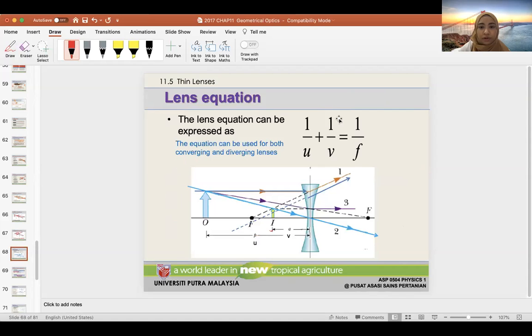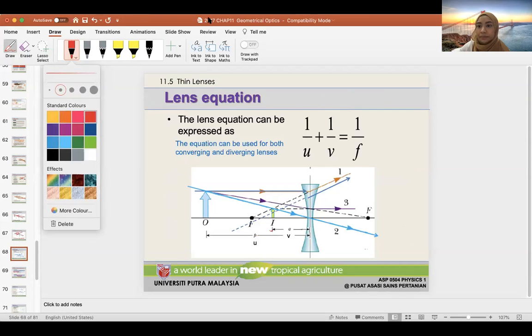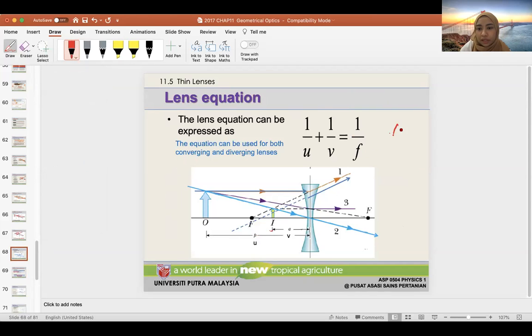And the equation for lens is the same as your mirror. It's 1 over u plus 1 over v equals 1 over f. For a converging lens, it's a positive f. For a diverging lens, it's a negative f. If it's a real u or v, positive. If it's virtual, u or v, negative. So you need to know which part is real, which part is virtual.